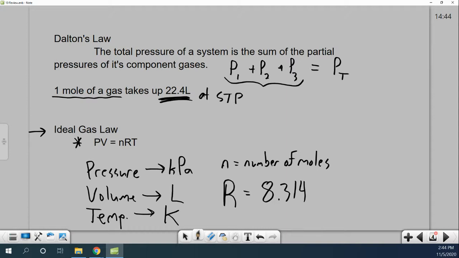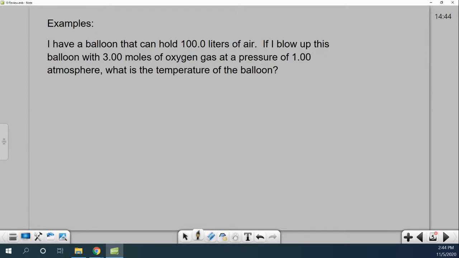Like I said, that number changes as you change temperature for non-ideal gases. But we're only going to look at ideal gases, so for all intents and purposes, this 8.314 is the number that you'll need to know. So R will always be 8.314. Let's try one. I got a balloon, holds 100 liters of oxygen, or air.